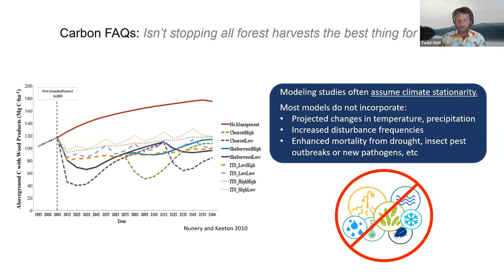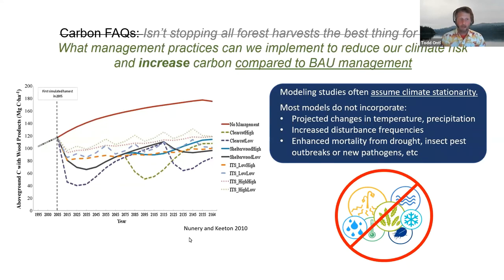I try to redirect people to say, I don't think that's necessarily the question that we should be asking. The question, maybe more appropriately, is what management practices can we be implementing to reduce our climate risk and increase our carbon compared to what a business as usual management scenario is for that particular stand, right? That business as usual management is really important. It's what we look to in carbon offset projects. It gives us that additionality, the additional carbon over what we would have had if we just managed with our normal management.